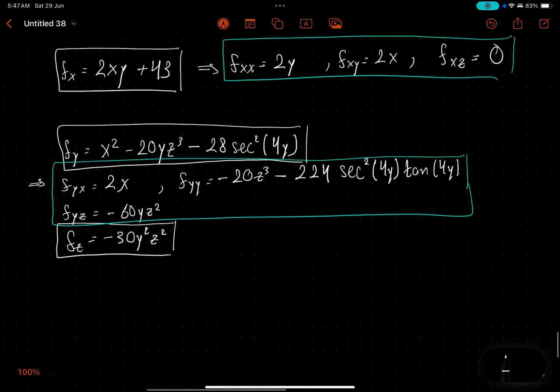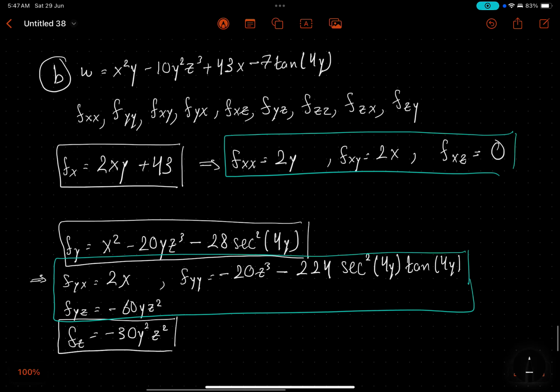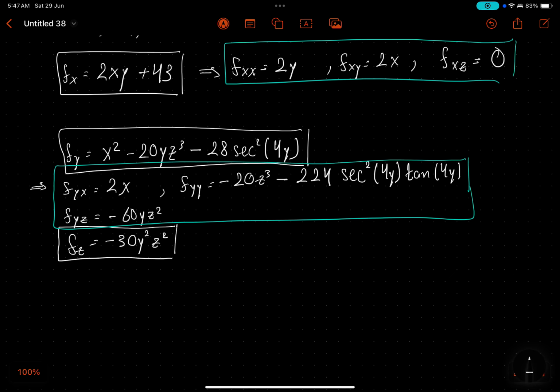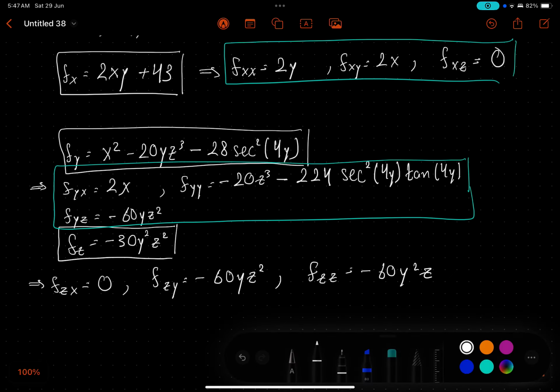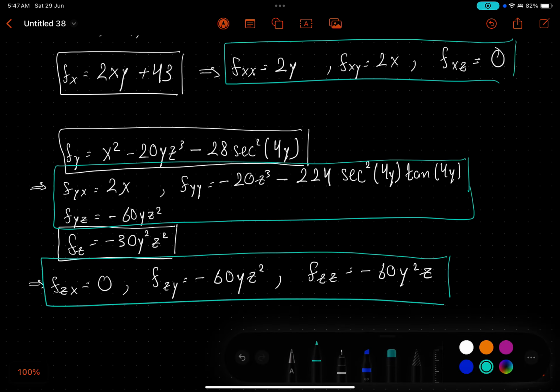and these are our resulting second partial derivatives, and finally we do our last partial derivatives. So we're gonna get fz with respect to x is 0, fz with respect to y is minus 60 y z squared, and then fz with respect to z is just minus 60 y squared times z, and that's our answer for example 2 or example B.